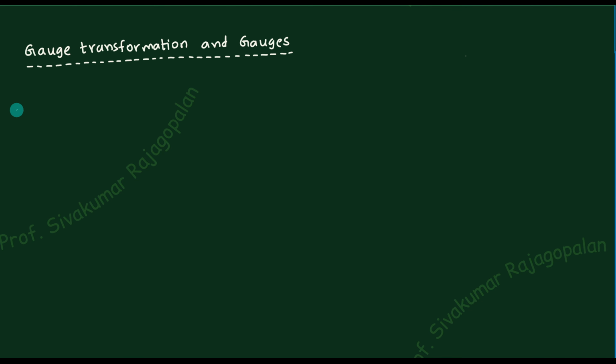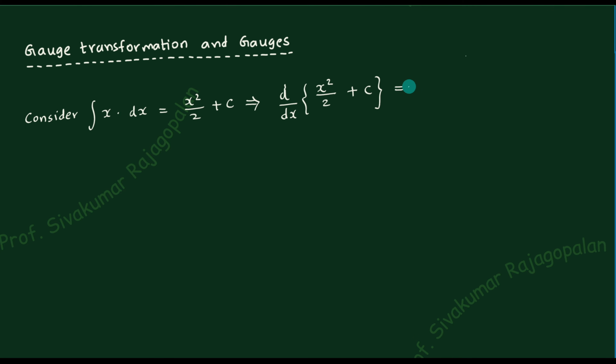For that, as I already explained, consider some simple situation like the integral of x times dx. Okay, y is not required, only x times dx let us consider. You know that the integral of x dx is x square by 2 plus c. The reason why c is there is because d by dx of x square divided by 2 plus c goes to the original quantity x.